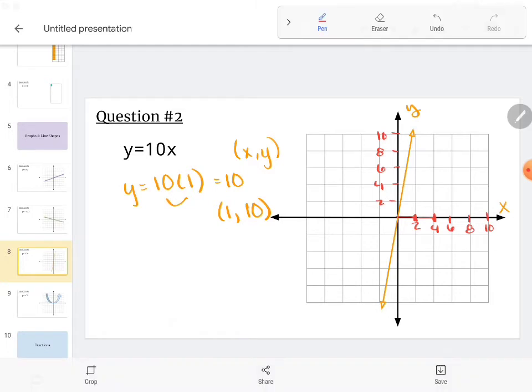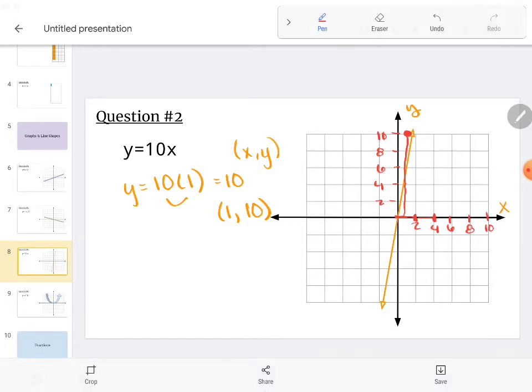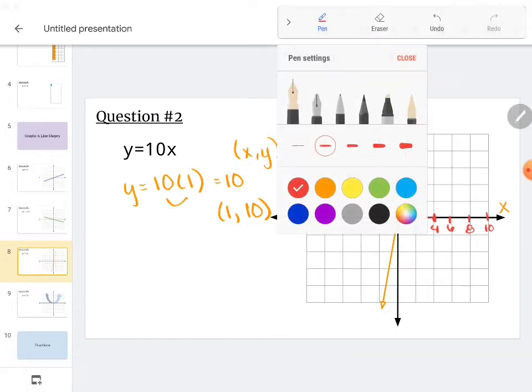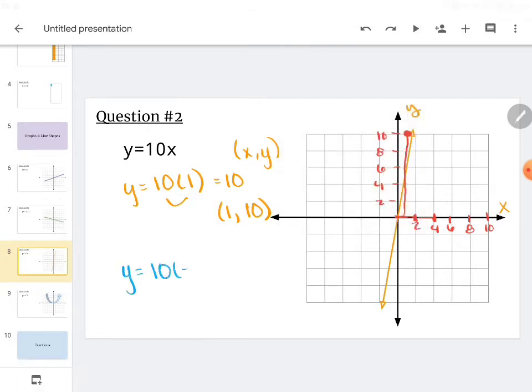And now all we're going to do is go over 1 for our x, go up 10 for our y, and that will be our point. And again, if we do the same thing, let's say we wanted to do -1 instead, we could do y equals 10 times -1, which will be -10.